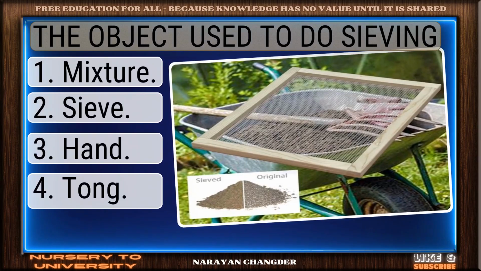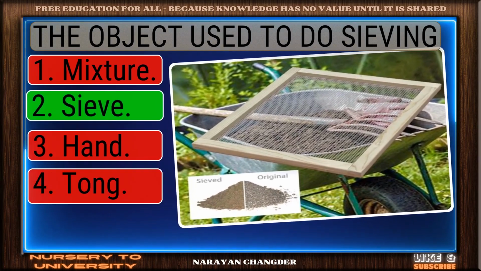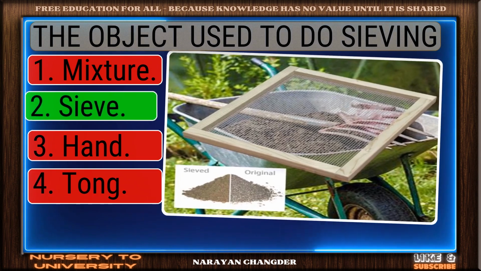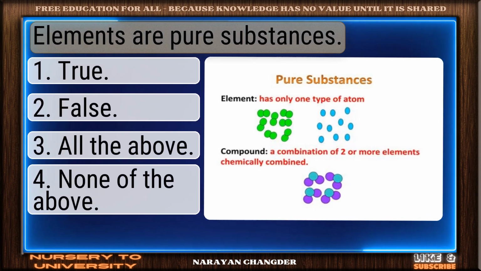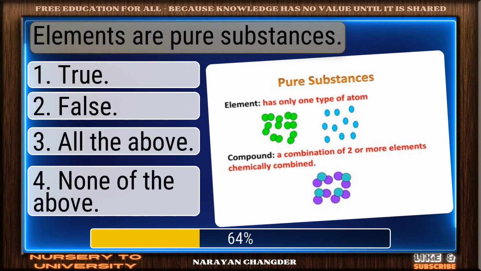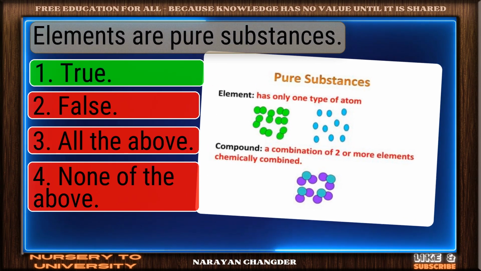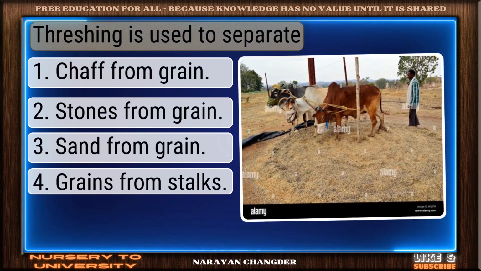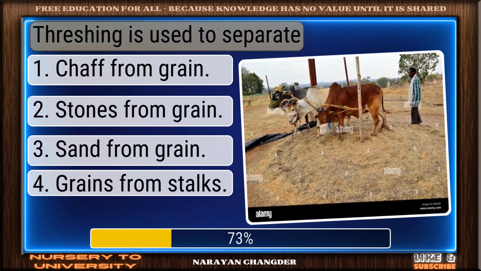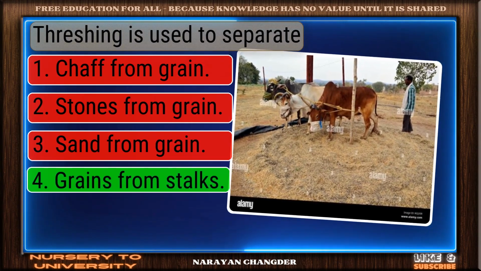The object used to do sieving. You're right. Sieve is the correct answer. Elements are pure substances. Nice selection. True is the correct and valid answer. Threshing is used to separate. Bravo. Grains from stalks is the answer.